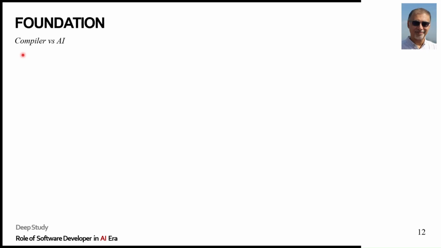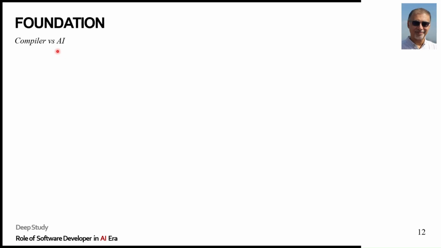Let's explore one of the most important shifts in modern software development. AI is becoming the new compiler. For decades, developers told machines how to do things. But now we tell AI what we want and it figures out the how.